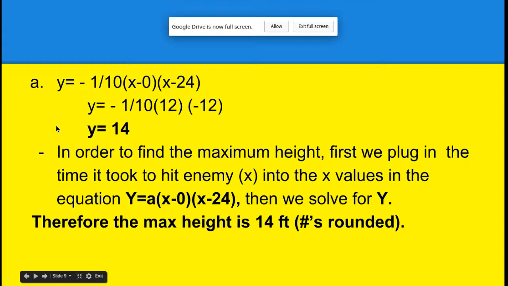Now, in order to find the maximum height, first we plug in the time it took to hit the enemy into the x value in the equation. y is equal to a times x minus 0 times x minus 24. Then we solve for y. Therefore, the max height is 12 feet. And now, as you guys can see here, we plugged in the x value into the equation, solved it, and ended up having y is equal to 14. Therefore, the maximum height is 14 feet.